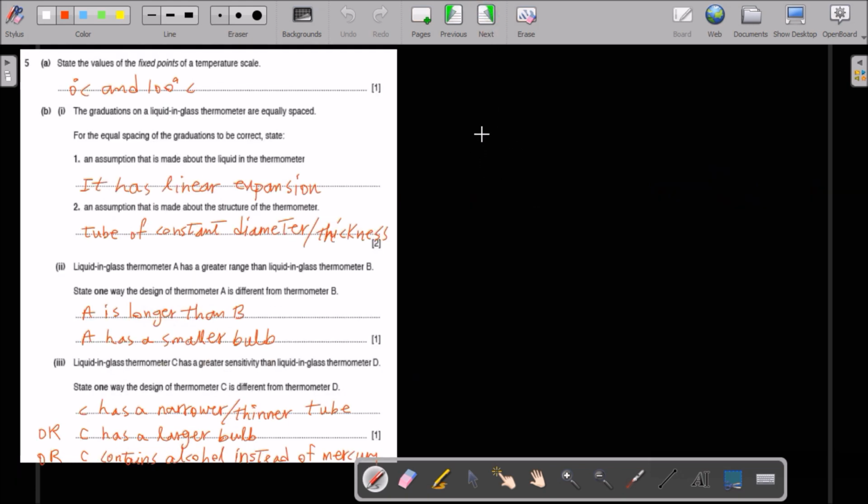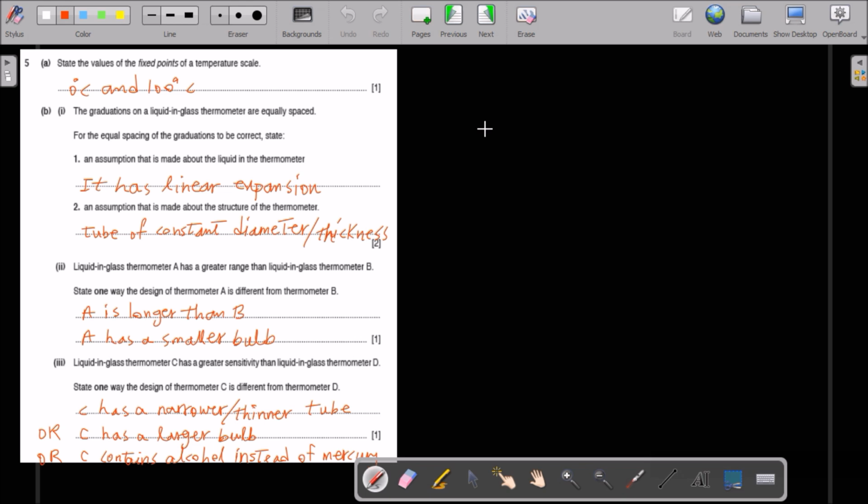Question 5. State the values of the fixed points of a temperature scale. So we know that fixed points of a thermometer are 0 degrees Celsius and 100 degrees Celsius. 0 degrees Celsius is for melting point and 100 degrees Celsius for boiling. The graduations on a liquid in glass thermometer are equally spaced. For the equal spacing of the graduations to be correct, state an assumption that is made about the liquid in the thermometer. So the assumption will be linear expansion. So the liquid should have linear expansion.